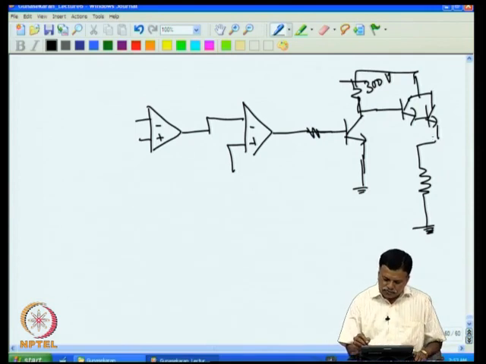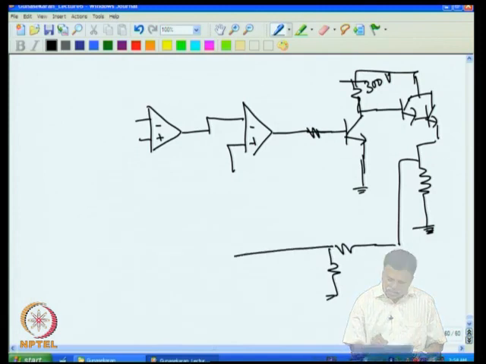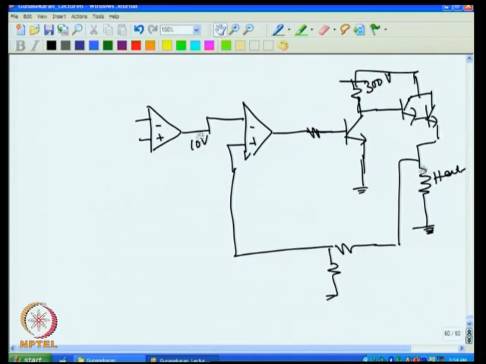So we can have the output voltage coming here, and this can be fed back with a division of 1:30. For example, I can divide this using a voltage divider and give it to this. So the idea is, if I have 10 volts as input, it should produce 300 volts. This is a heater. So 10 volts should produce 300 volts across the heater. If it is 1 volt, I want 30 volts across this. If it is 2 volts, I want 60 volts across this.